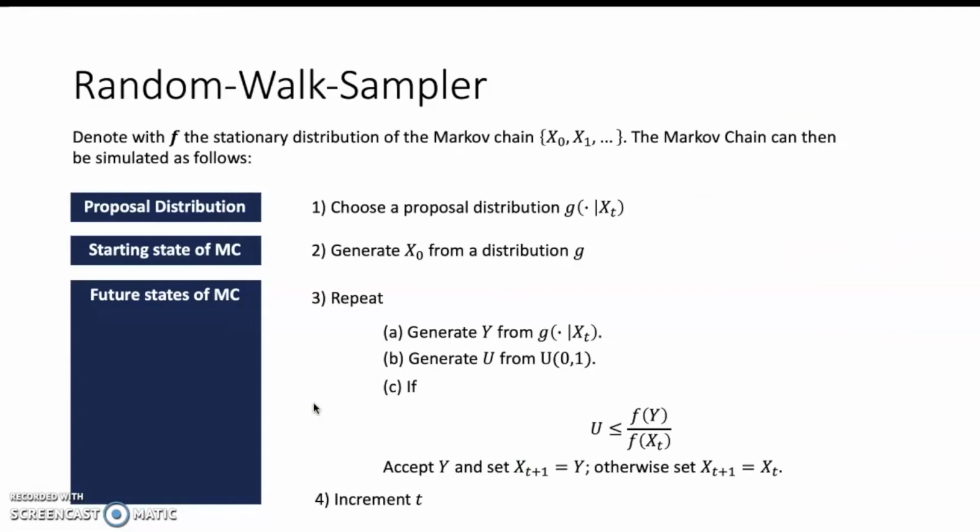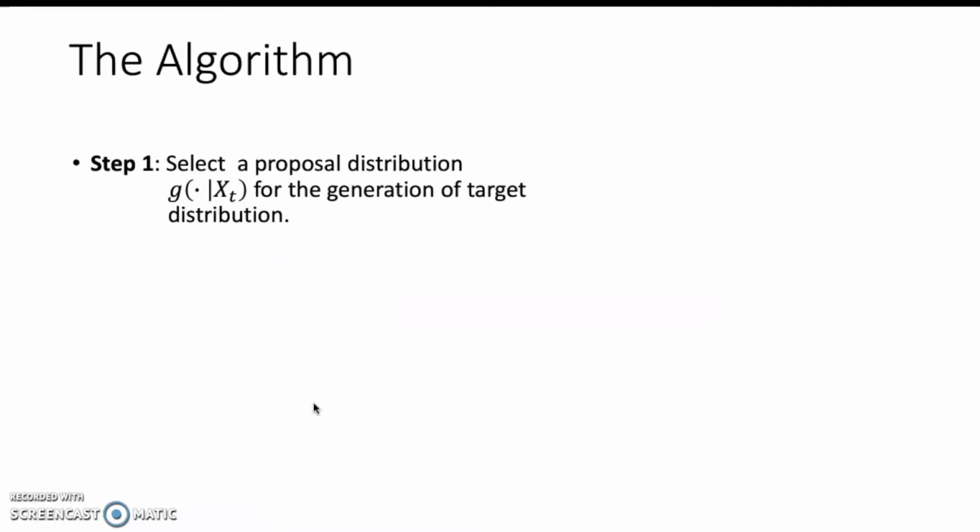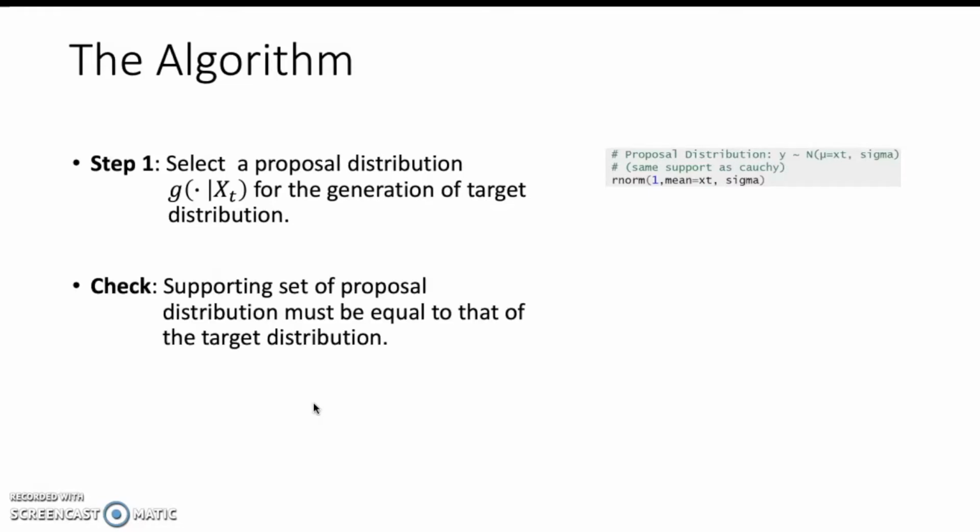Okay, here let's go back to the example. Here our f is the t distribution with 4 degrees of freedom, and we choose a proposal distribution g(xt). So which g(xt) should we choose? Here g(xt) is a normal distribution, N(xt, sigma). Okay, question 2. How can we program the algorithm in R? Step 1, we select a proposal distribution g(xt) for the generation of the target distribution, and here the R code is rnorm(1, mean = xt, sigma).